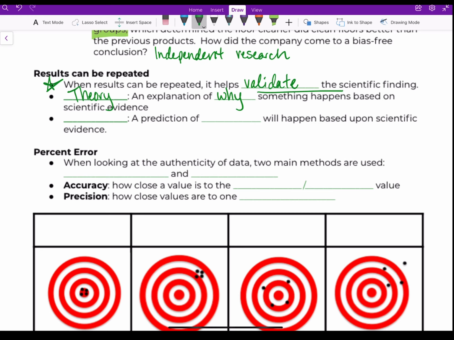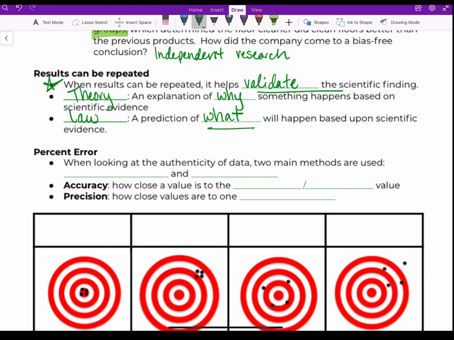Now let's talk about a scientific law. A scientific law is a prediction of what will happen based upon scientific evidence. So our prediction, let's stick with gravity here. If you drop a ball, what will happen?